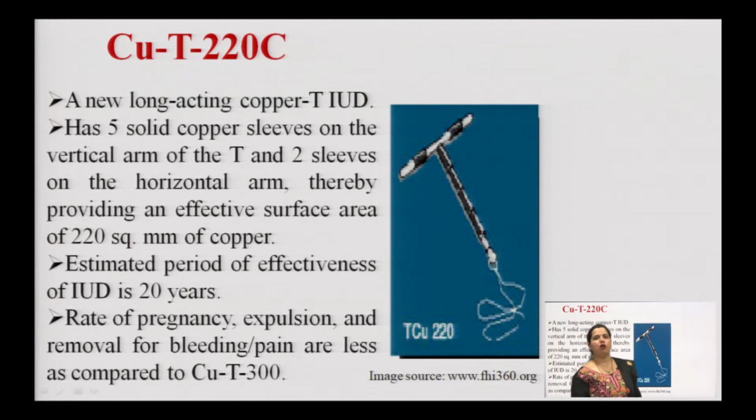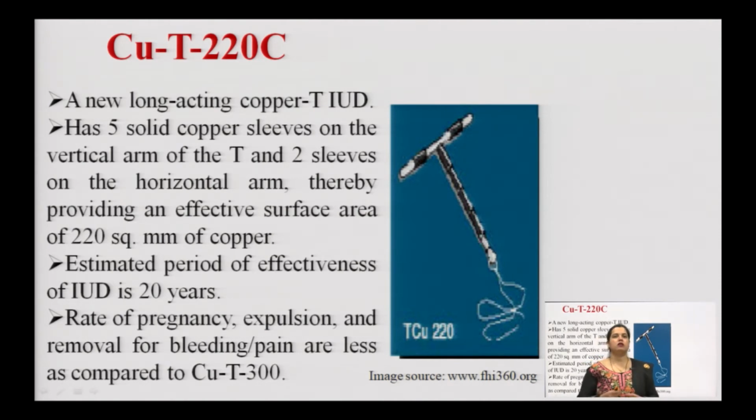It has 5 solid copper sleeves on the vertical arm of the T and 2 sleeves on the horizontal arm, thereby providing an effective surface area of 220 square mm of copper, right. The estimated period of effectiveness of this type of IUD is 20 years. In earlier sessions we were talking about the duration of use of these IUDs being 3 years to 10 years, and now it shows that copper-bearing IUDs may be used for up to 20 years.